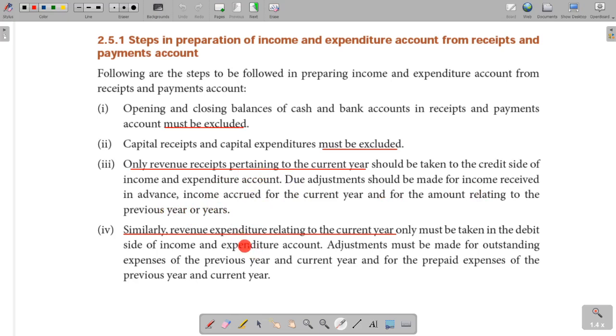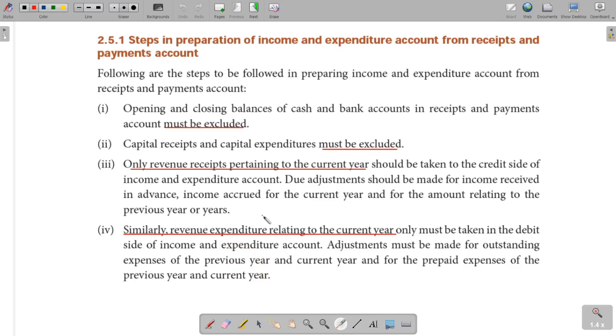Similarly, in the expenditure side also we have to do some adjustments like outstanding expenses of the previous year or current year, or prepaid expenses for the previous year or current year. All these adjustments have to be made to that particular account.